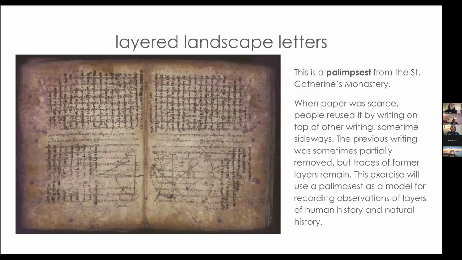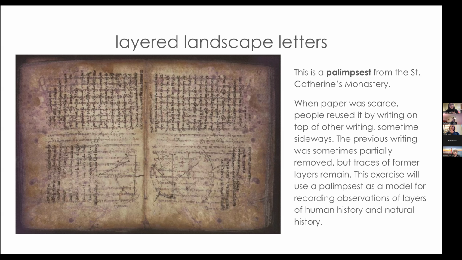Layered landscape letters are based on something called a palimpsest. When paper was rare and hard to find, people would reuse paper. There might be a religious treatise that 2 centuries later, somebody turns sideways and writes a love letter on it. Or it might be a list of sheep that were sold, and it gets turned sideways and turned into something else. I find them really fascinating and evocative, because you're looking at these layers of time.